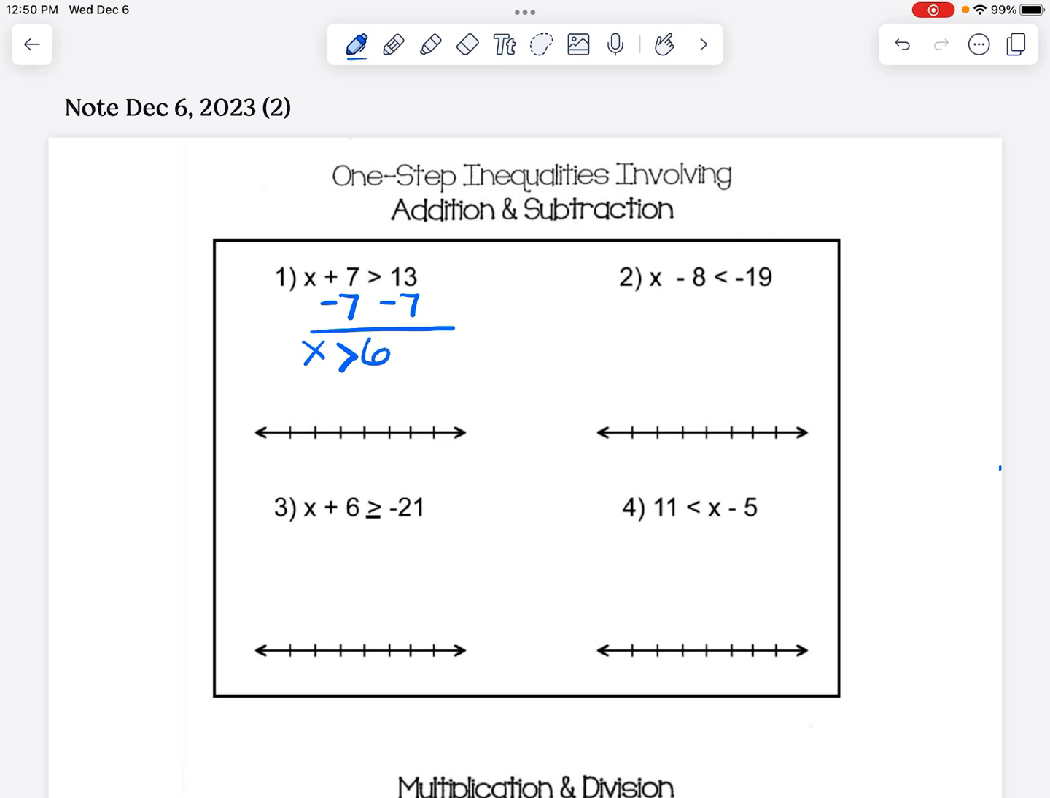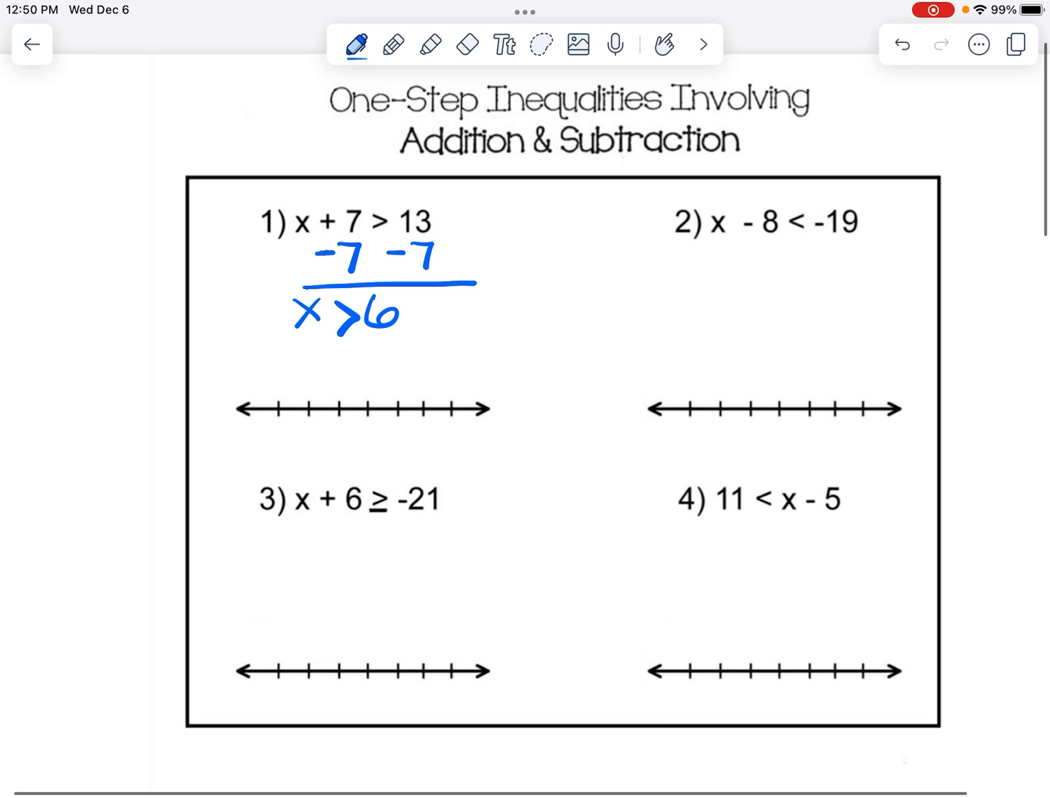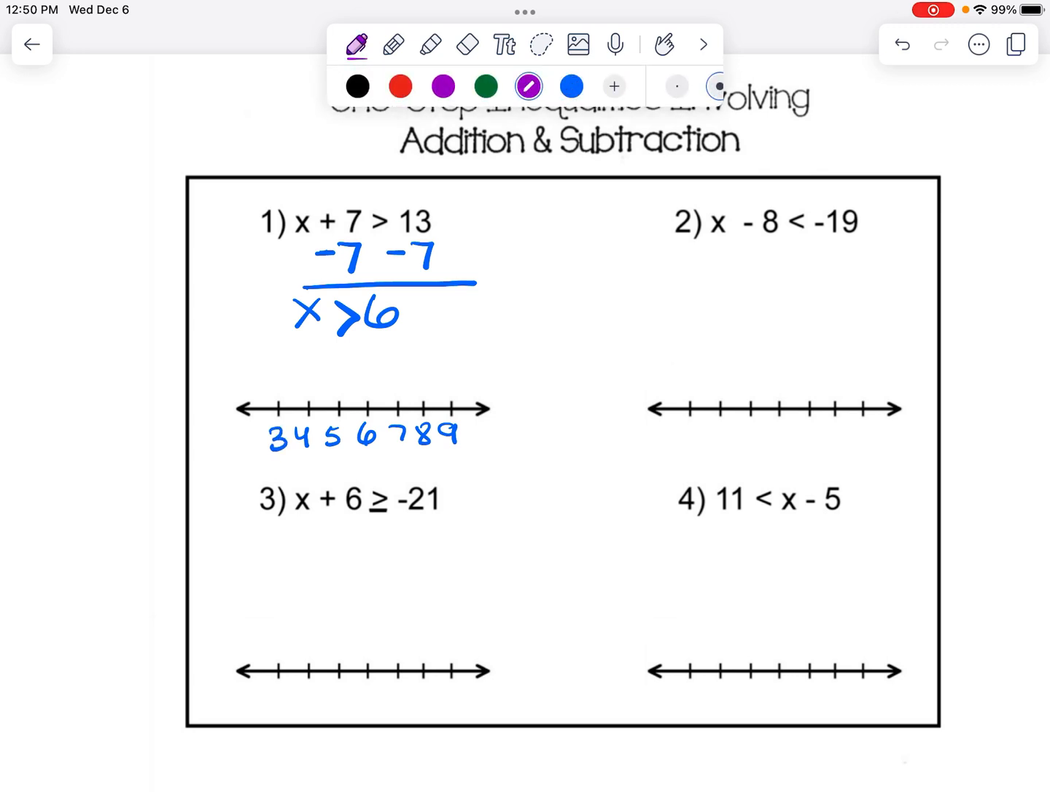So that's my answer. Your answer for an inequality has two parts. It has the inequality, like you see there, and then we're also going to graph it on the number line. So I'm going to put my 6 on my number line, and like I told you in the last lesson, I just like to count by ones from there. I'm going to do an open circle on the 6. I'm going to point to the right to show all the numbers greater than 6.